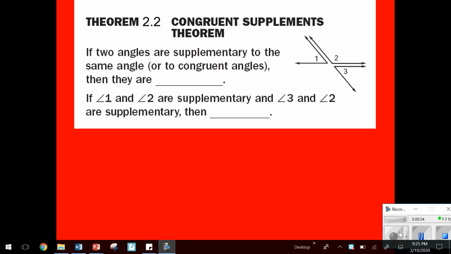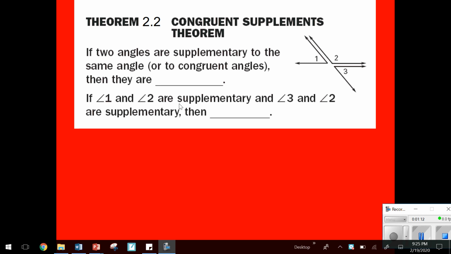Okay, looking at our next theorem, theorem 2.2, this is called the congruence supplements theorem. So now it says if two angles are supplementary to the same angle or to congruent angles, then they are congruent. You should be writing congruent right here in the blank.